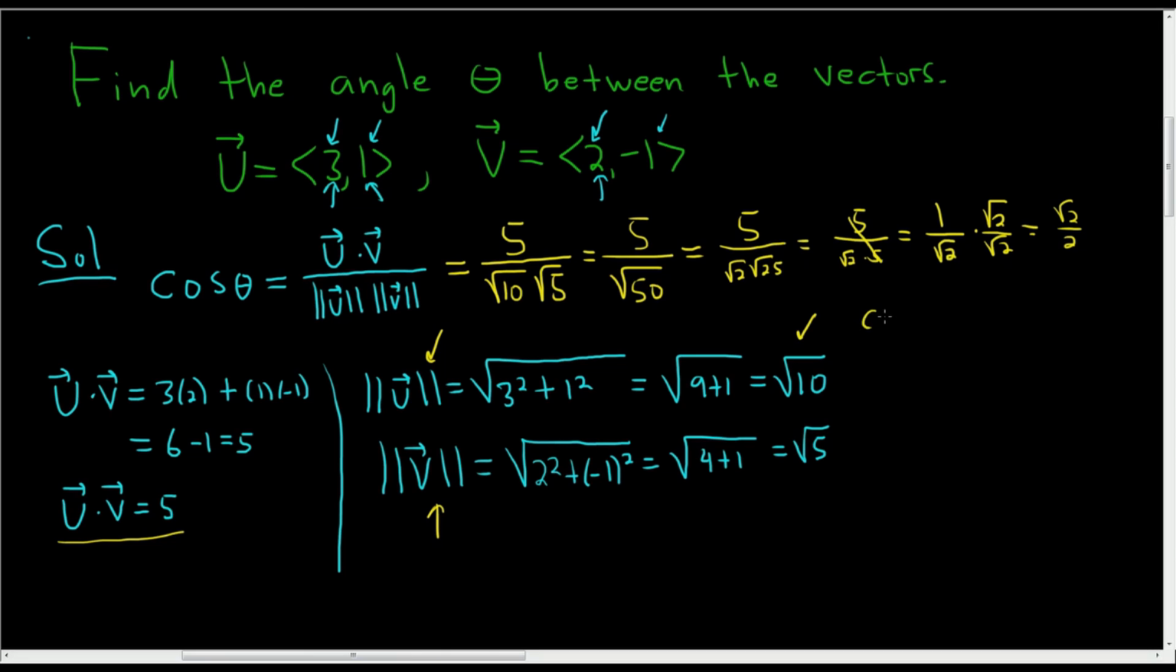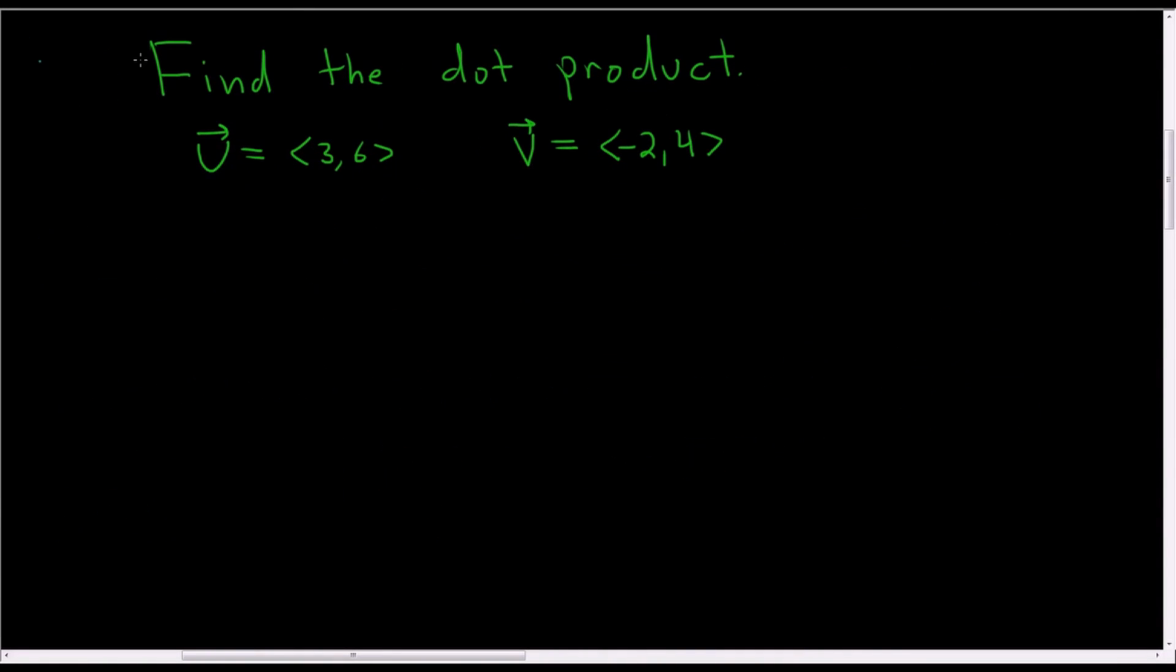So we have that the cosine of theta is equal to the square root of 2 over 2, and that means that theta is equal to pi over 4. That's the angle we want that's between these vectors. I hope this helps.